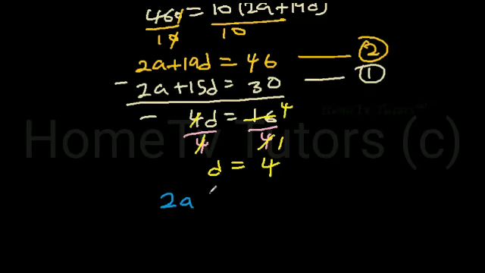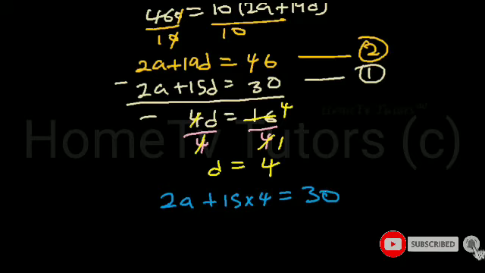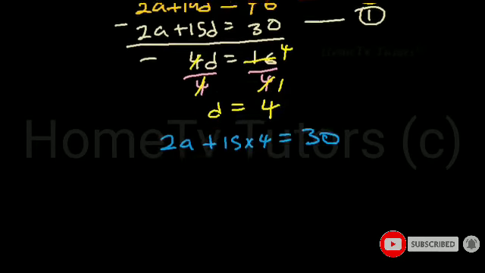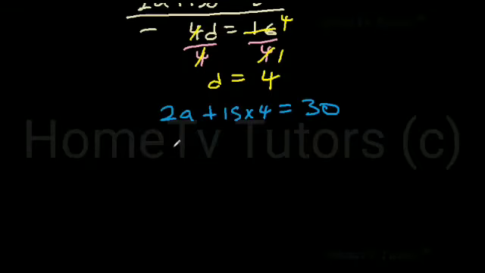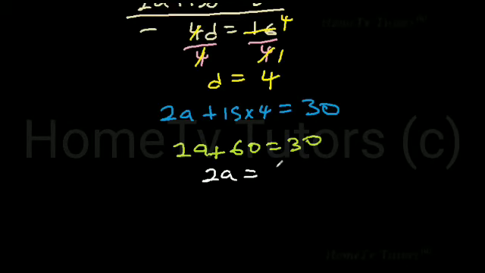So 2a plus 15 times d, which is now 4, equals 30. Alright, so we go ahead to simplify further. So now we have 2a plus 15 times 4, which will give us 60, equals 30. So we go ahead again to subtract 60 from both sides. So we have 30 minus 60, which will give us minus 30.